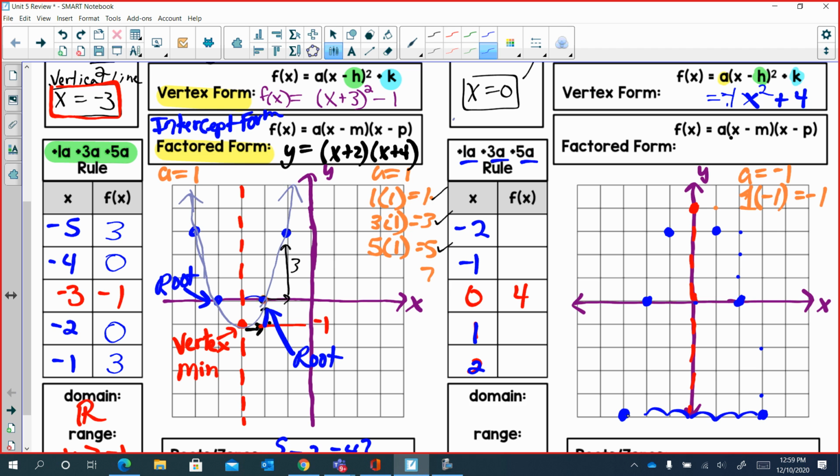So if I'm at a +1, that point is at 3. I can get that off the graph. If I'm at 2, that point is at 0. I can get that off the graph. If I'm at a -1, it is also at 3. Off the graph. It is 0 off the graph. I can get this stuff off the graph using that pattern, 1, 3, 5.